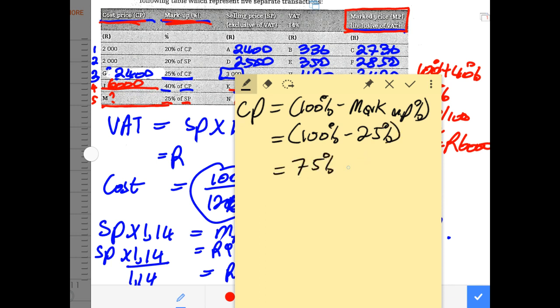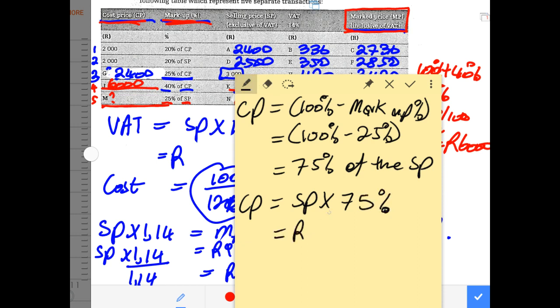This will give us 75% of the selling price. That means if we get the selling price, we must multiply the selling price by 75% to get to the cost price. Therefore, now cost price will be equal to selling price times 75%. That's what this simply means. Times this by 75%. So now our selling price, we know that it is an amount of 6,000 rands.